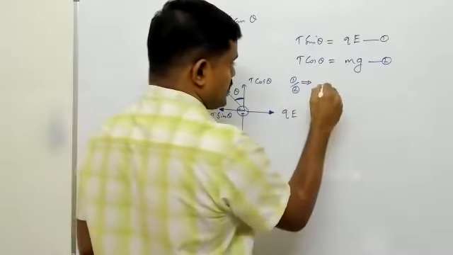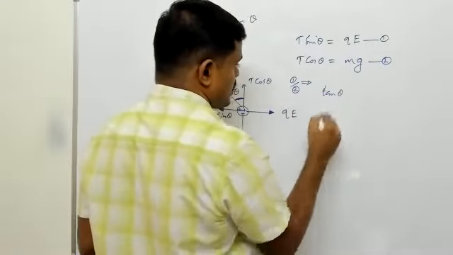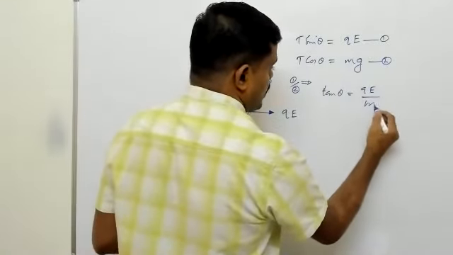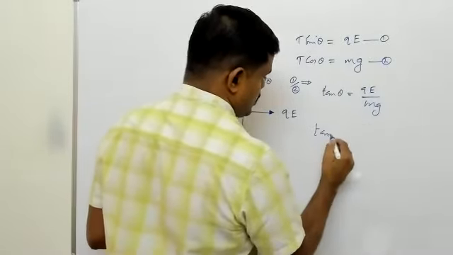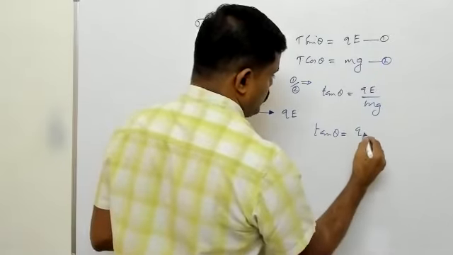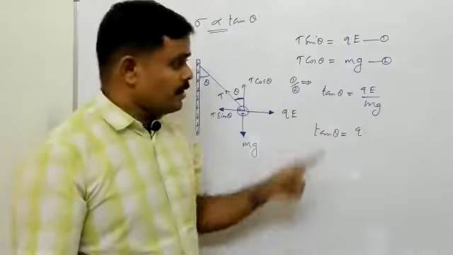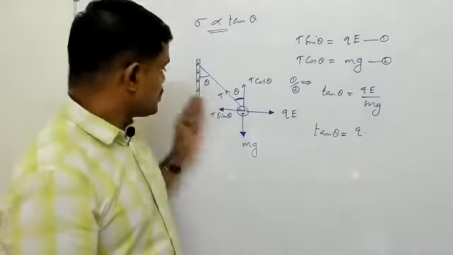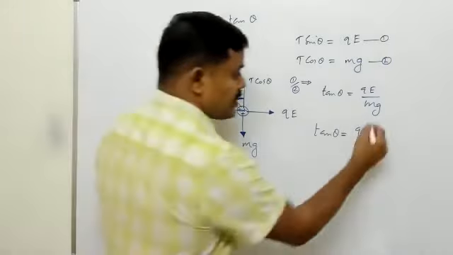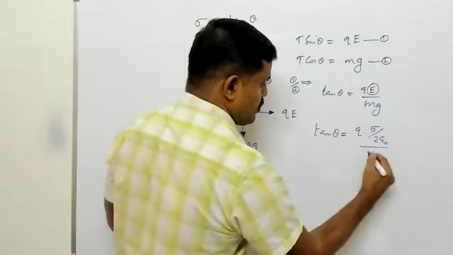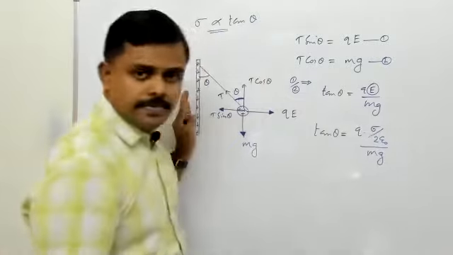T and T are cut. Sin theta by cos theta is tan theta. Tan theta is equal to QE by mg. Tan theta is equal to Q into E by mg. Sin by cos is tan. What is E? This is a thin sheet. Thin sheet's electric field is what? Sigma by 2 epsilon 0, by mg.